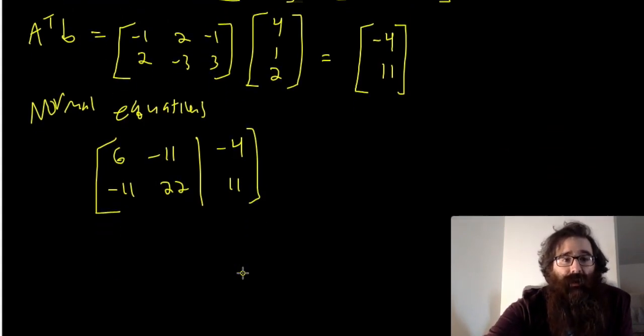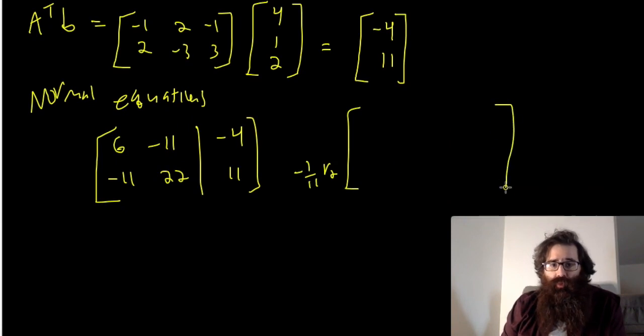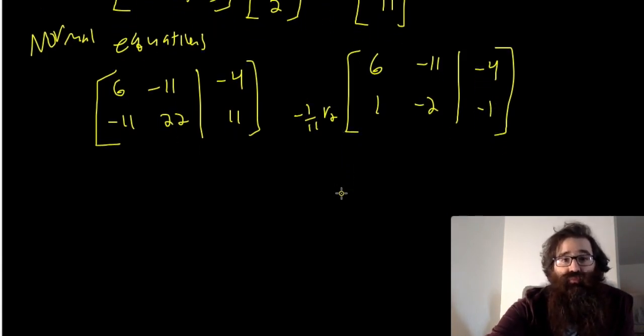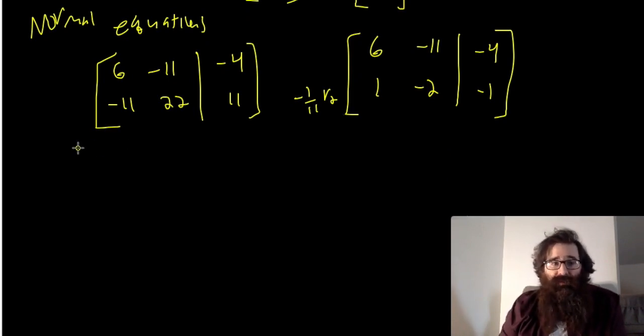Now I'm going to start by scaling row 2. I'm going to do a -1/11 row 2, and that's going to help out quite a bit. So row 1, I'm going to rewrite it. Row 2, if I divide everything by 11 and flip the sign, I'm going to get 1, -2 augmented with -1. And that looks really good. And now this is fine to work with. Nothing crazy there.